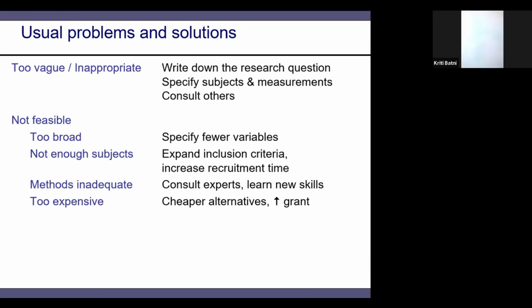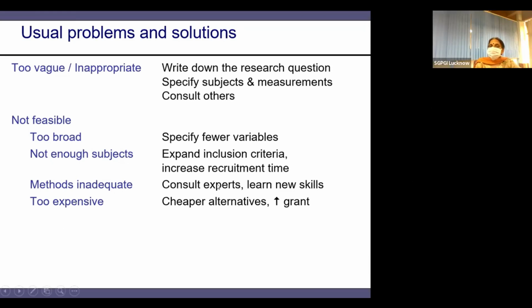Sometimes the methods are inadequate. Then you go and consult the experts and learn new skills because those methods are either obsolete or they cannot be done here. If you find that it is costing too much and your mentor says, sorry, I don't have money, then you need to either get a cheaper alternative, use different outcome tools which are cheaper, or you try to generate a grant.